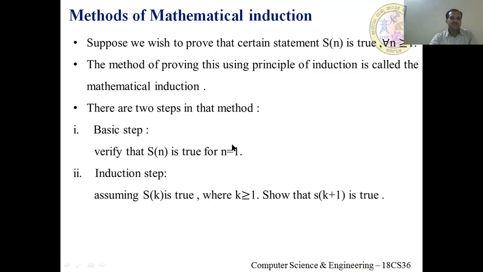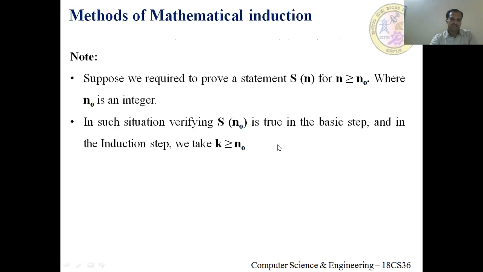That is what the method of mathematical induction is, basically two steps. The first step is called the basic step. In the basic step, we verify that the open statement S of n is true for n equal to 1. In the induction step, we assume that whatever problem is given is true for n equal to k. Then later on we derive that it is definitely true for S of k plus 1. If it is true for n equal to 1, n equal to k, and n equal to k plus 1, definitely your statement is true for all positive integers greater than or equal to 1.